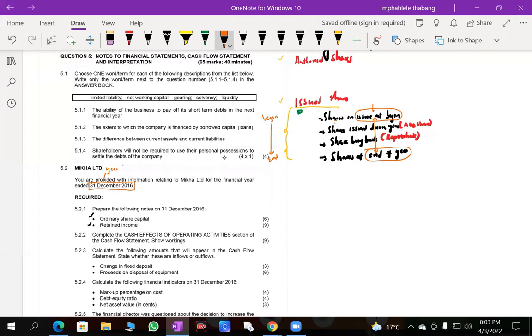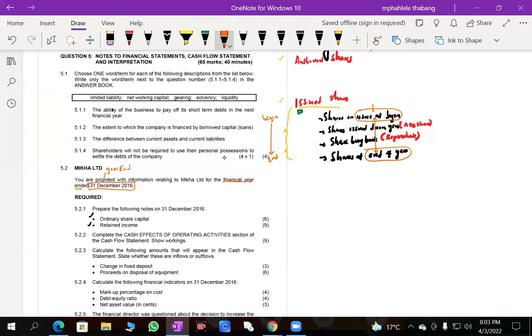So what is the beginning of the year? What is the financial period of the beginning of the year? 31 December 2016 is the financial year end. So what will be the beginning of our financial period? The 1 December 2015? The 1 November 2015?